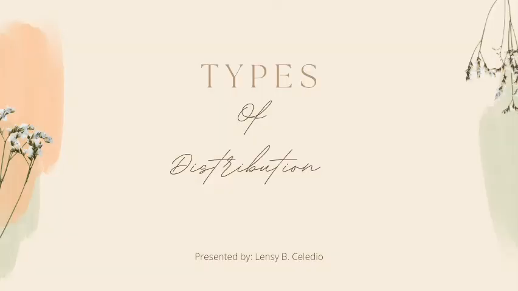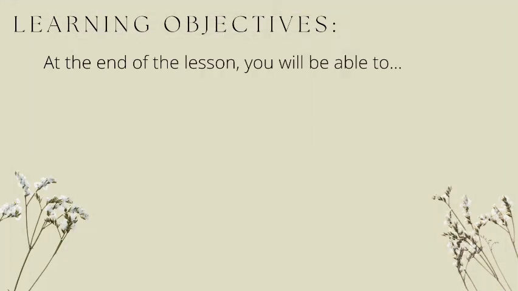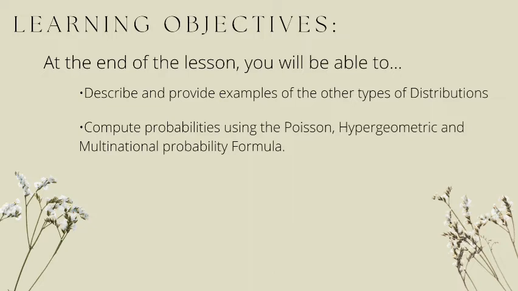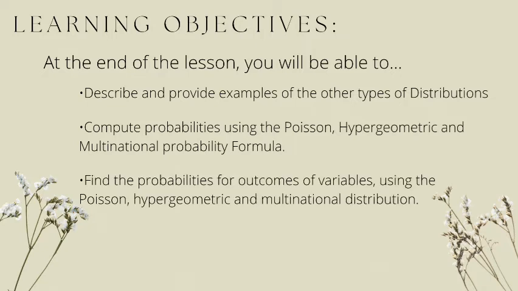Good day, class. The concepts of my discussion is all about the other types of distribution. Before we start our lesson proper, let's have first our learning objectives. So at the end of this lesson, you will be able to describe and provide examples of the other types of distributions, compute probabilities using the Poisson, hypergeometric, and multinomial probability formula. And lastly, find the probabilities for outcomes of variables using the Poisson, hypergeometric, and multinomial distribution.